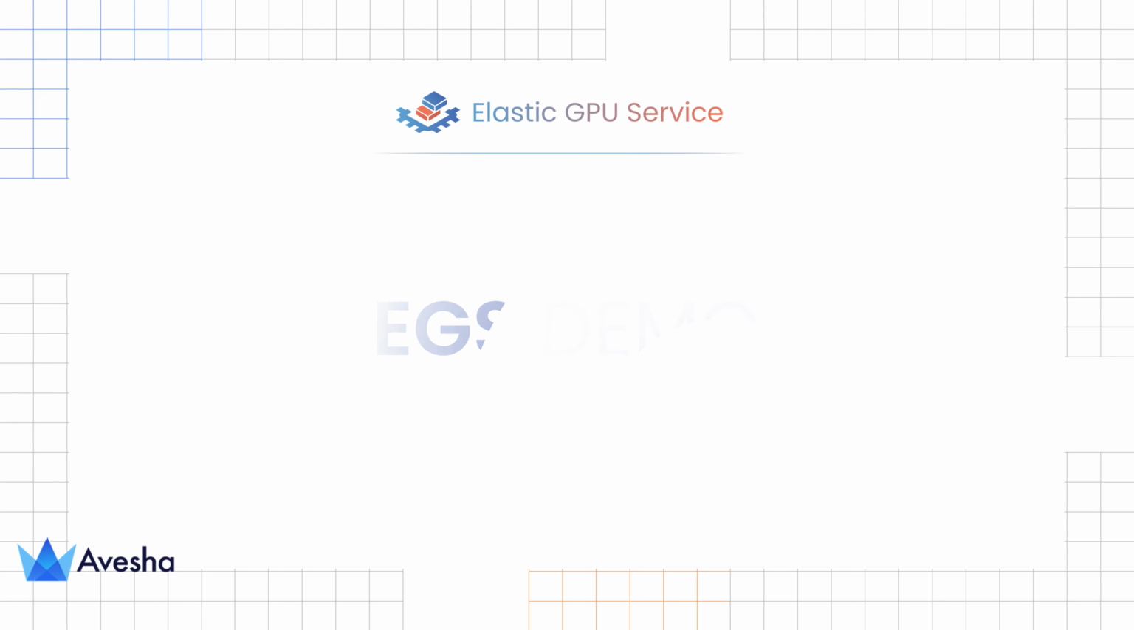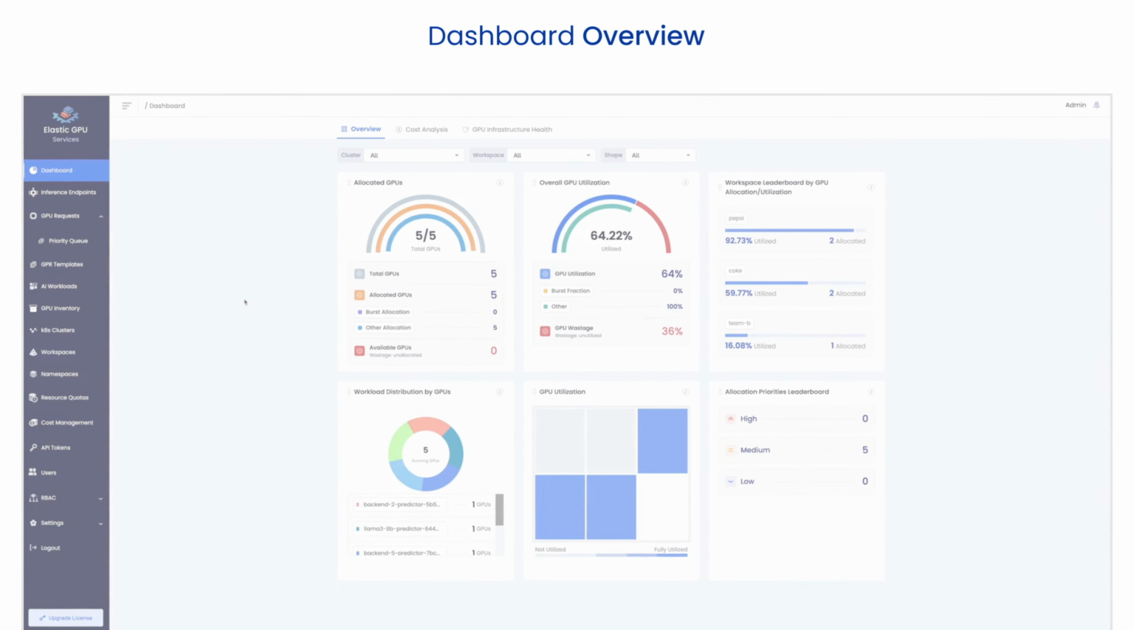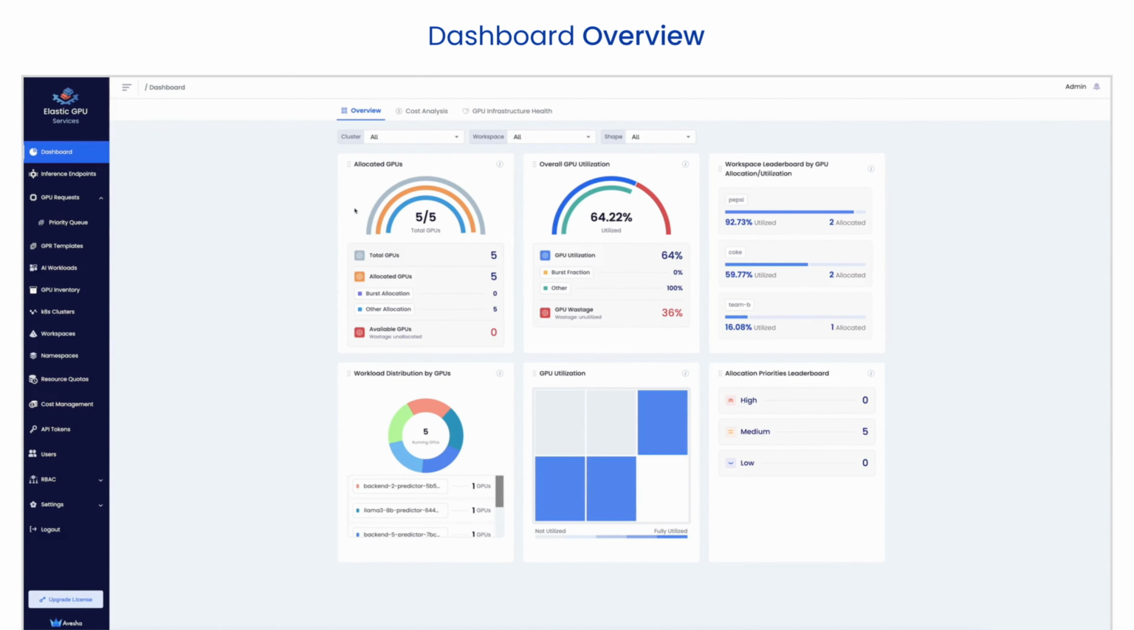I'm going to walk through our Elastic GPU Service dashboards and show you how we dynamically allocate GPUs to multiple workspaces and teams across Kubernetes clusters. The first thing you'll notice on our dashboard, we have a high-level heads-up view of all of the resources that are currently assigned to Elastic GPU Service. You can see that there are 5 total GPUs in the system, and currently all 5 of those GPUs are allocated to various jobs.